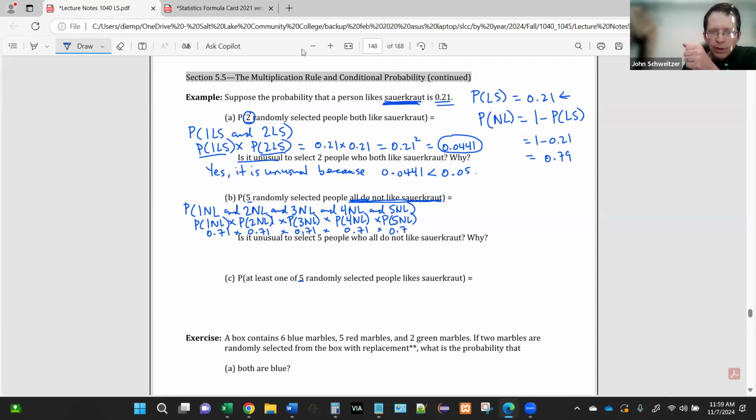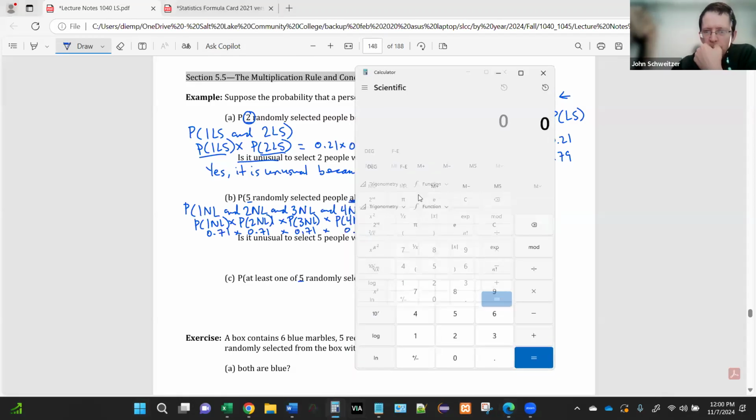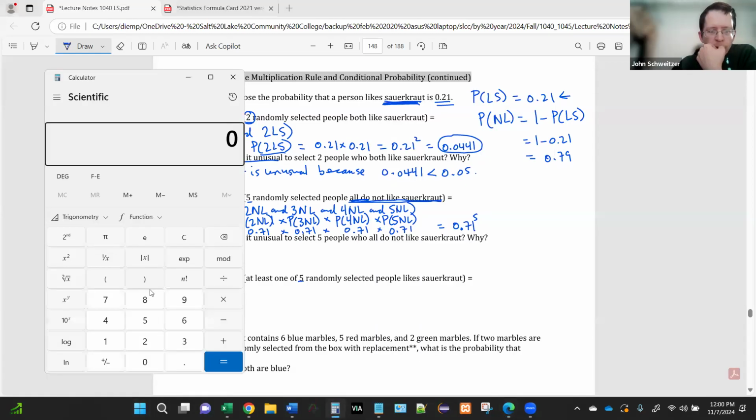Okay, so once you get the hang of these problems, you definitely don't need to do as much writing as I'm doing here. I'm just trying to get everything to line up in the formula so it all makes sense. And then once you get better at these, you can save yourself some writing. Okay, so that's 0.71 to the 5th power. And then calculator time. We pull out the calculator. So 0.71. We raise that to the 5th power.